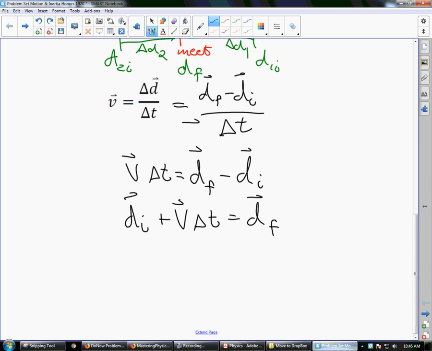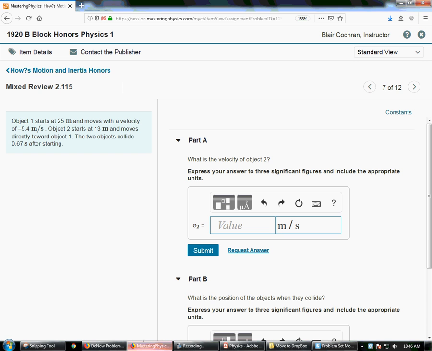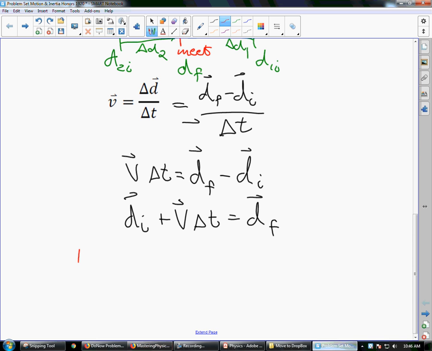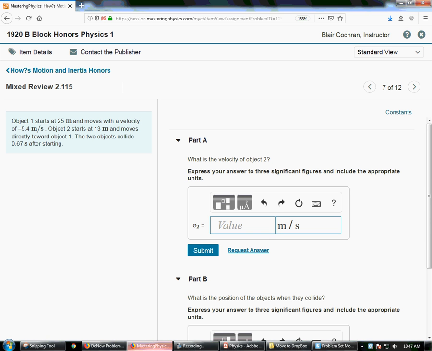Alright, so let's do it for object 1. Make object 1 red. So for object number 1, it's D initial. It started at, I believe it was 25 meters. Object 1 at 25 meters. So DI for object 1 is 25 meters. Plus its velocity is negative 5.4 meters per second.